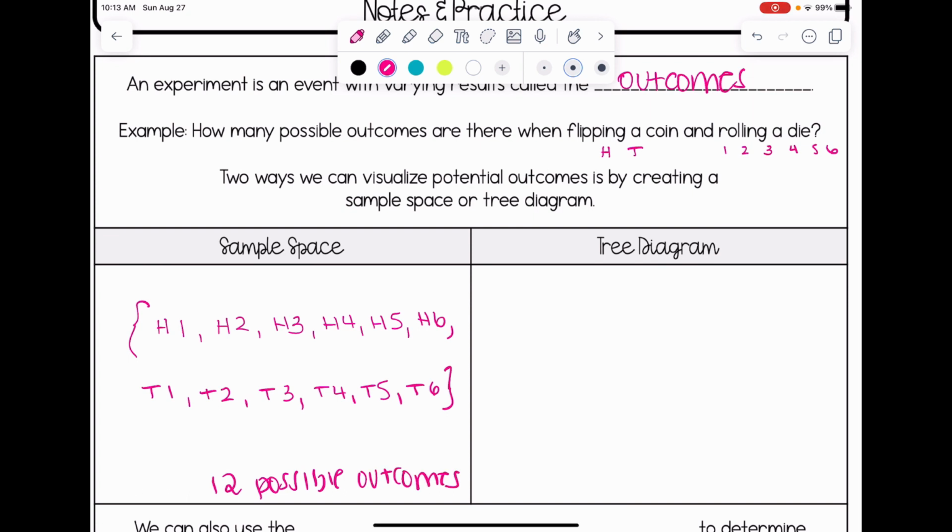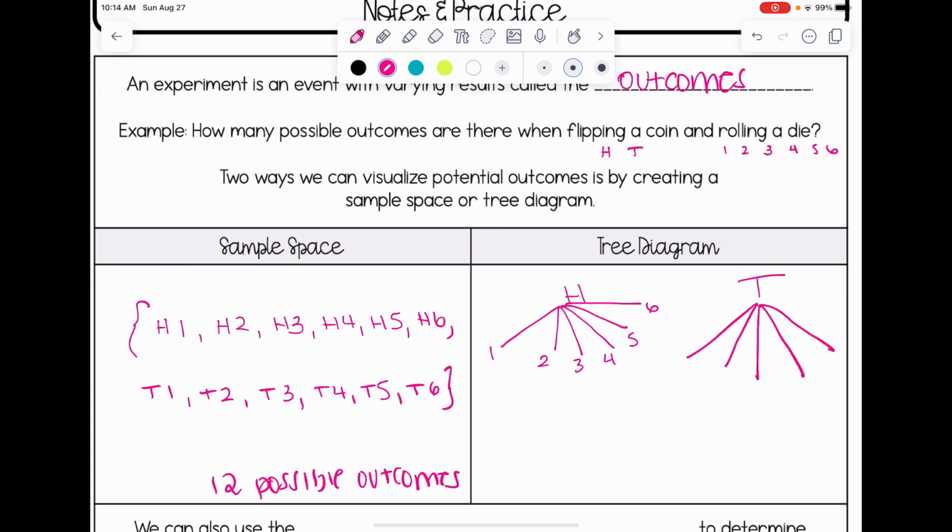We could also create a tree diagram. So a tree diagram looks like a tree, has branches, that's why it's called that. So we start off with the first event, which is in this case flipping a coin, and that means we get heads or tails. And then we're going to draw branches off of it. So with heads, we are going to have 6 branches because there are 6 possibilities. So we could get 1, 2, 3, 4, 5, 6. And then we're going to do the same thing with tails. So 1, 2, 3, 4, 5, 6. And you can see, again, we have 12 possible outcomes.